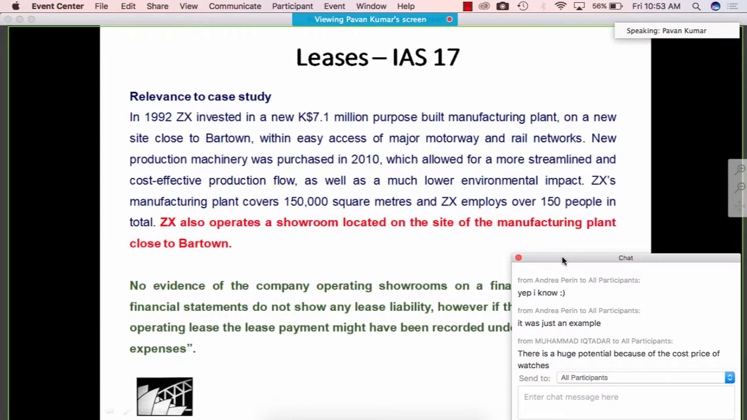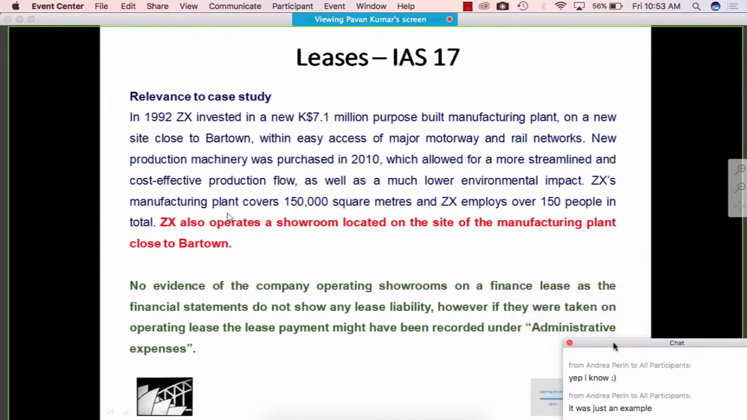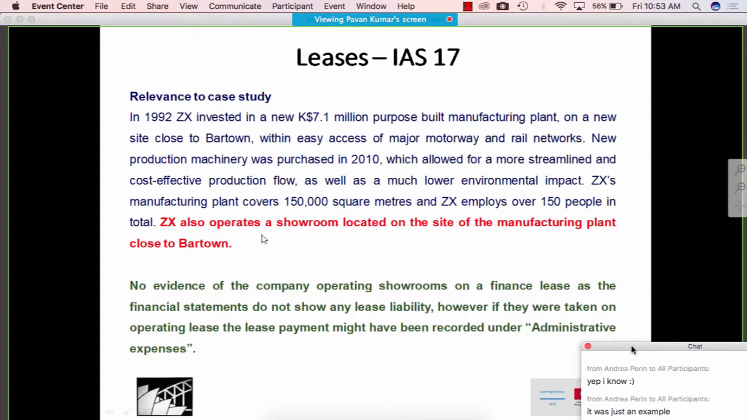Now, relevance to the case study. This is for ZX, and this is again the first para that I have already shared previously. The Redline here also operates a showroom located on the site of the manufacturing plant close to Bartown. There is no mention anywhere in the case study or directly relevant which says this is on lease or bought.